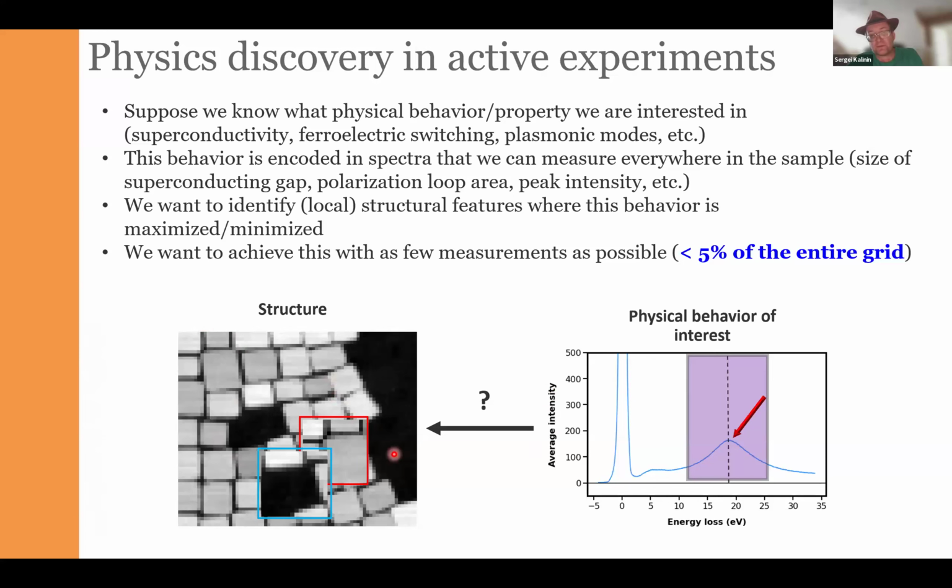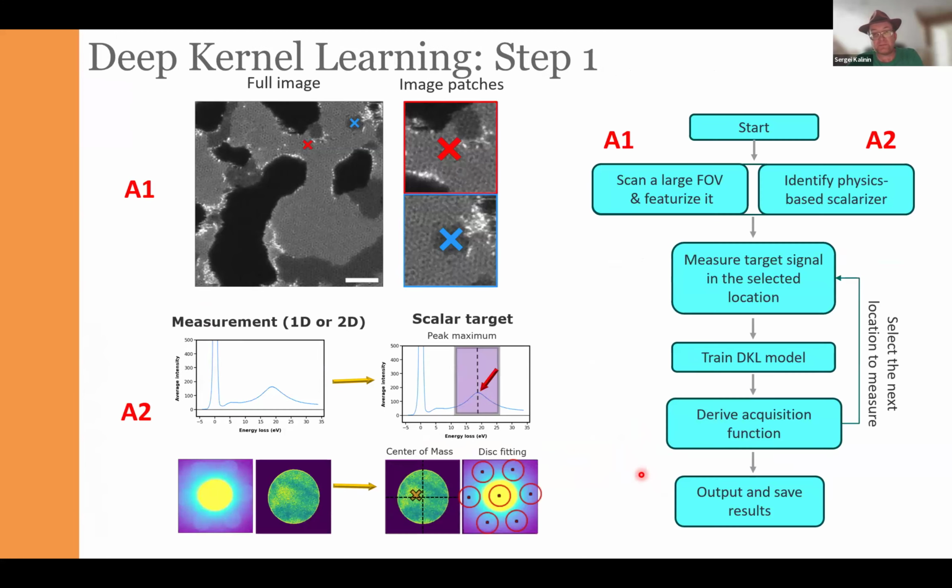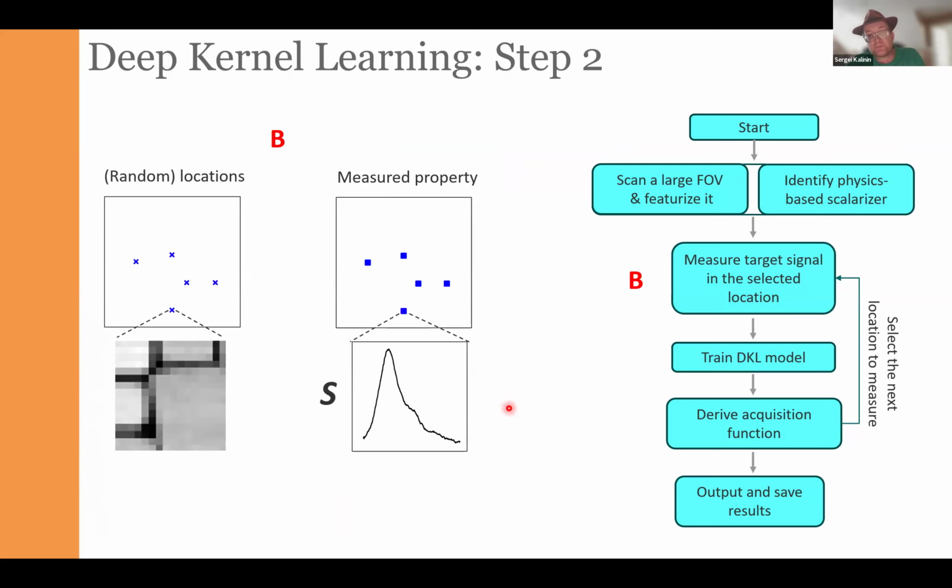I showed you an STM example, and it can be the same type of thing with electron microscopy, when we have an EELS spectrum, we have the bulk plasmon and the edge plasmon. We want to discover the locations which maximize the edge plasmon. So how would we do that? In this case, we will learn a version of the surrogate model, which is called deep kernel learning. Deep kernel learning starts with the structural object, like the image patch, and it will try to predict the scalarizer, which is an area on the peak. And then once we have it, we basically take the spectra at several locations, we measure the properties, we train the model.